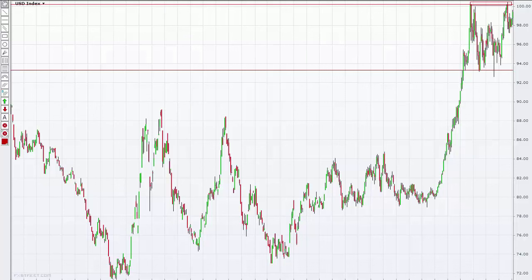So the key thing is, if we break above these highs here, that's going to represent a fresh surge forward or higher. So we've got a psychological figure here of $100, and we've struggled twice to break that level. If we break above that, i.e.